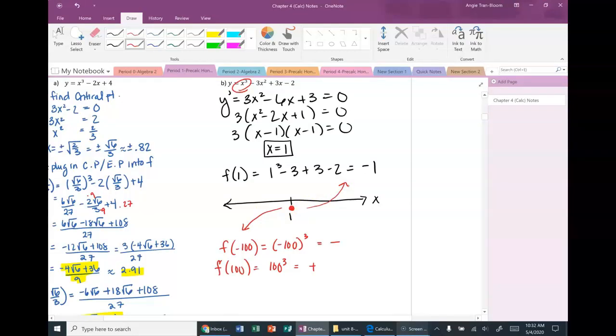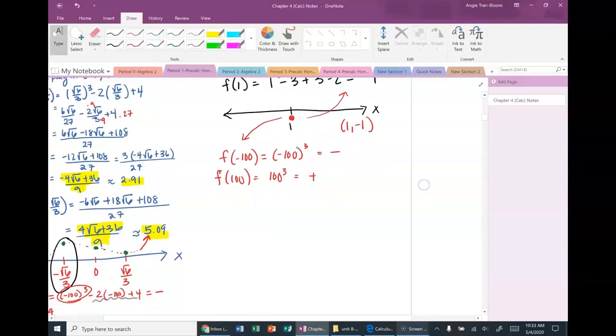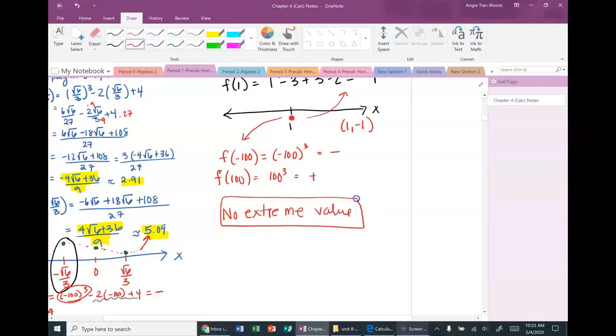Okay. Now, because your point is 1 comma negative 1, by definition, it's not bigger than all the points, and it's not smaller than the rest of the x's. You do not have an extreme value. No extreme value. Okay. Now back in Algebra 2, we call this an inflection point.